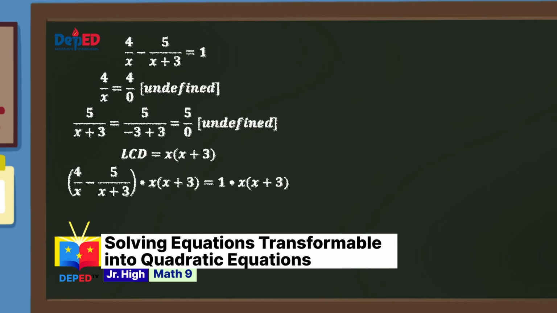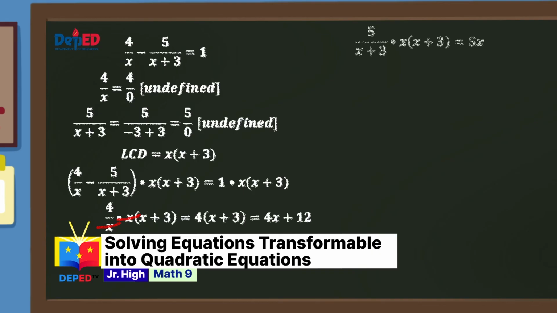By multiplying both sides of the equation by the LCD, what do we get? 4 over x times the product of x and x plus 3 must be equal to 4 times x plus 3, or 4x plus 12. 5 over x plus 3 times the LCD x times x plus 3 is equal to 5x. 1 times the LCD x multiplied by the binomial x plus 3 is equal to the LCD itself, which is x times the binomial x plus 3, or x squared plus 3x.